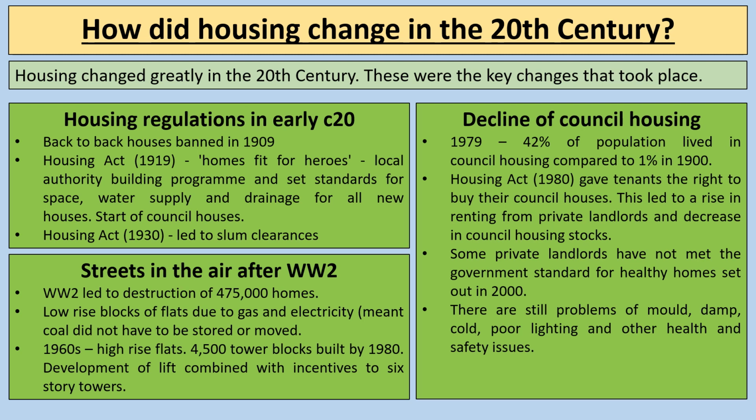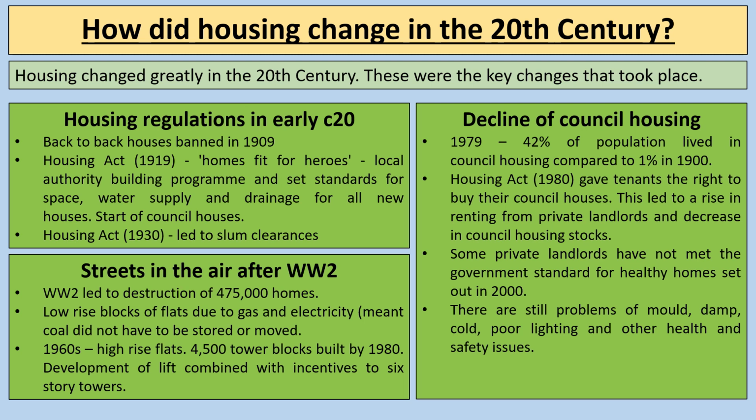That was the start of the idea of a council house. And the Housing Act of 1930 led to further slum clearances. After World War II, there was the idea of streets in the air. World War II led to the destruction of 475,000 homes. Low-rise blocks of flats became possible because gas and electricity meant that coal didn't have to be stored or moved. So we can have flats now because we've got gas and electricity, and we don't have the problem of transporting coal high up into buildings.